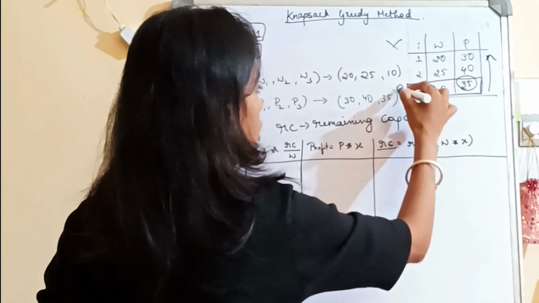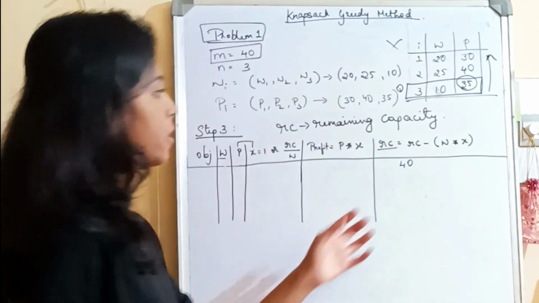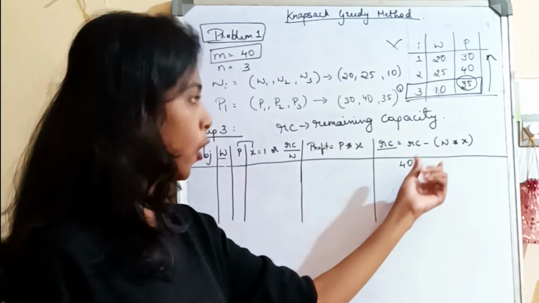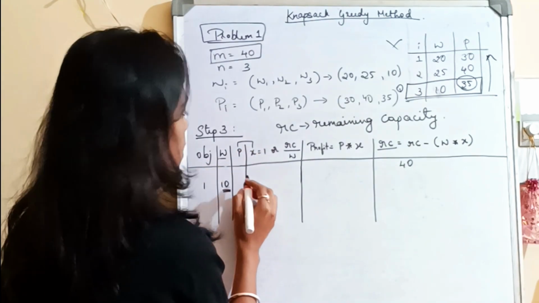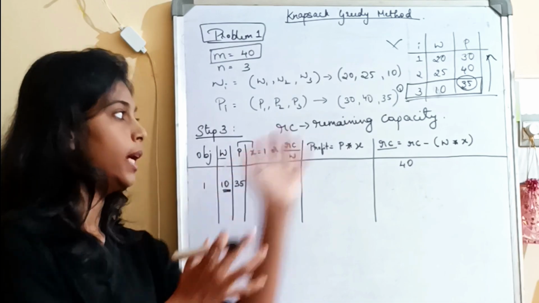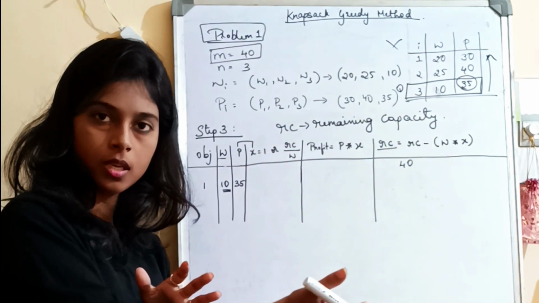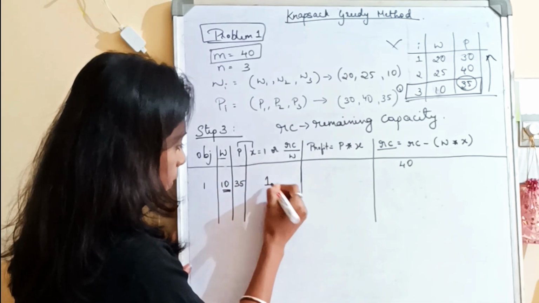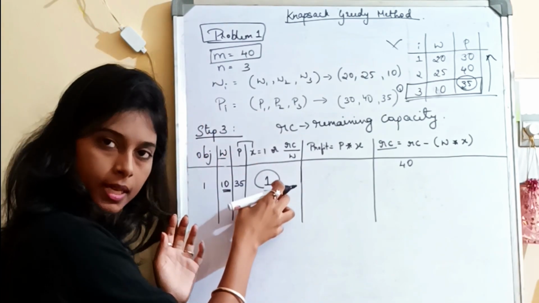And then from the object 3. So this is the first object that I'll be taking here. I need to mention my initial remaining capacity. So my initial remaining capacity is 40, correct? The knapsack capacity is 40. So next I'll be taking the object 1, where weight is 10 and the profit is 35. Now, can I take the complete 10 into the knapsack? My capacity is 40. Can I fill the complete 10 weight object? Yes, I can fill. So I can fill it completely as 1.